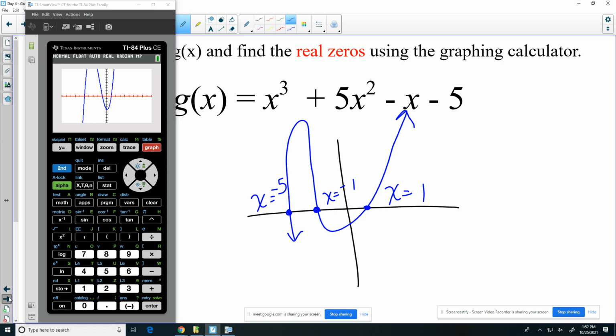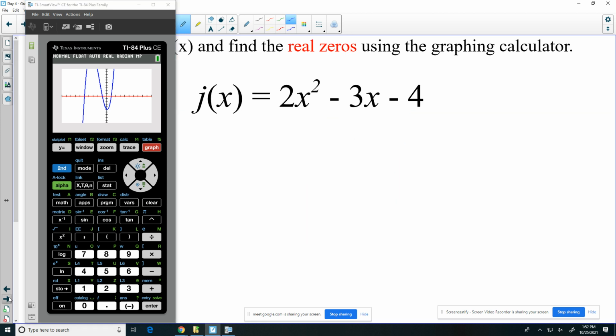All right. Last one. Go ahead and find the zeros for me again. And then we're going to use this information. So 2x squared minus 3x minus 4. We're going to find the roots. So again, I'm going to need that y equals 0 because I need my x-axis because I want to find out where do these 2 things cross.